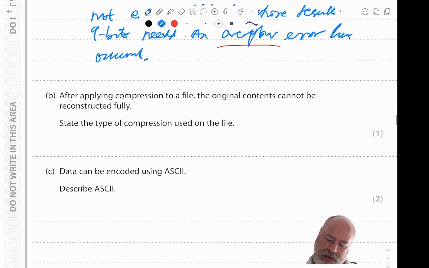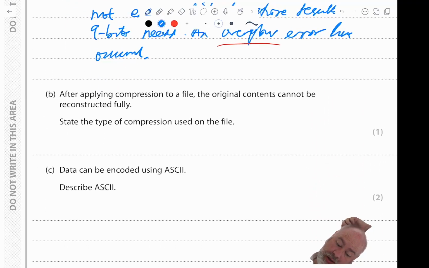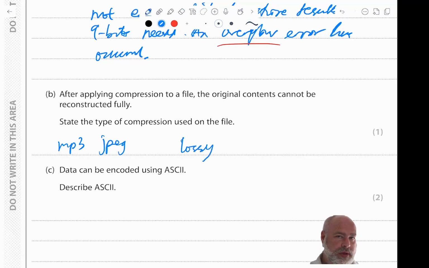After applying compression, the original contents cannot be reconstructed fully. So this would be like an MP3 or a JPEG. You cannot restore the original file from those. They're lossy. So you've lost information forever. It's gone. There's no way you can get that back.